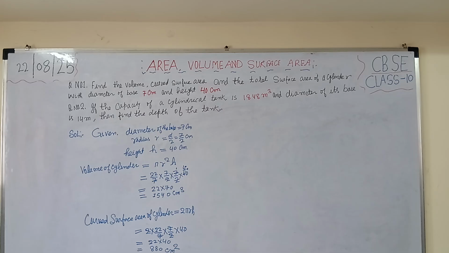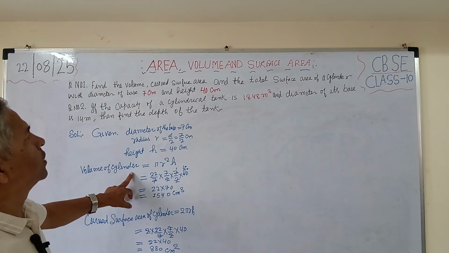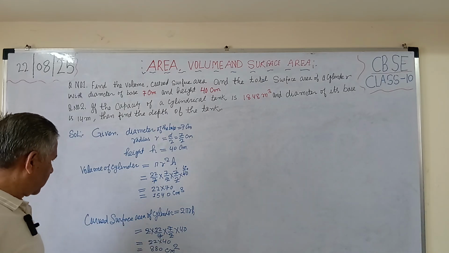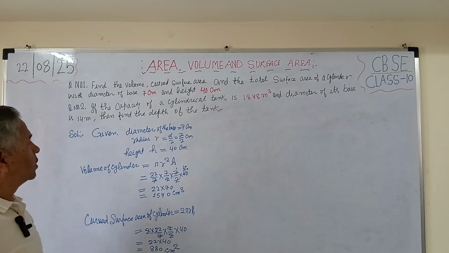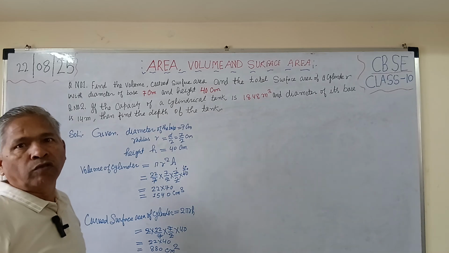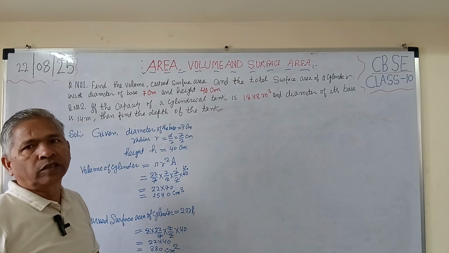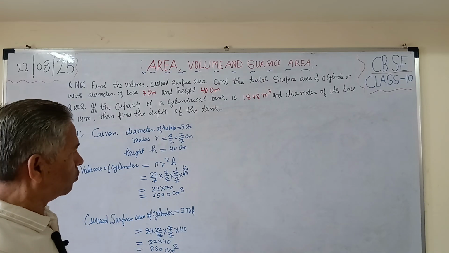centimeter square. So in this way we have found out the volume of the cylinder, curved surface area of the cylinder, and total surface area of cylinder. So this way we can solve any given problem regarding volume, curved surface area and total surface area of a cylinder by applying the formulas.